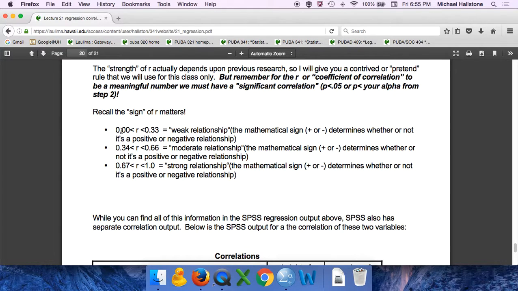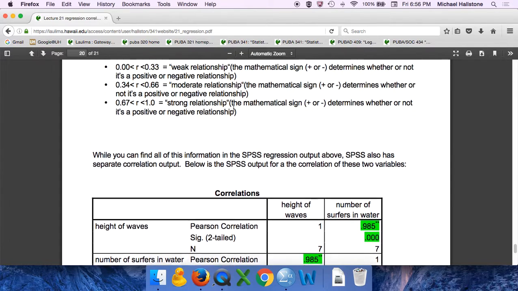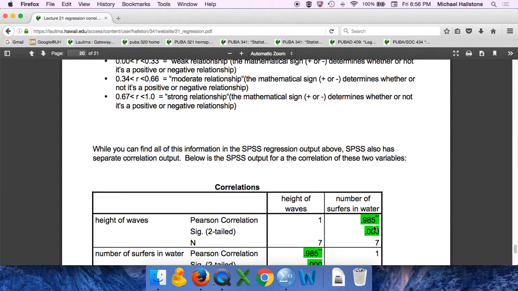So if your r, it actually depends upon what other people have found to know if you have a strong, weak, or moderate relationship or correlation. But for the purpose of this class, I'm just going to give you something that you can use on the test. So if it's between 0 and 0.33, we'll say it's weak. If it's between 0.34 and 0.66, we'll say it's moderate. And if it's 0.67 up to 1, we'll call it strong. Recall that you need to say the sign. So the sign matters. So down here we have a positive 0.985, which falls in the strong relationship. So we'd say there's a strong positive relationship.